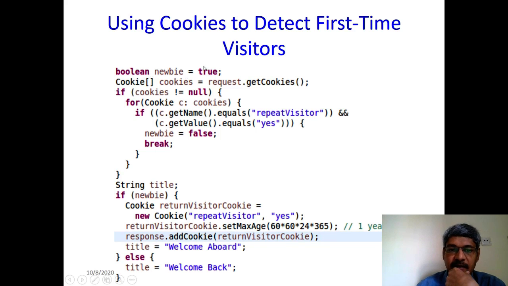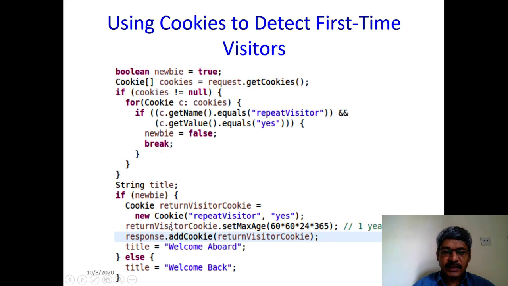We will set newbie to true, and we will get the cookies using the method which I have already discussed, request.getCookies. If the cookies are not equal to null, that means there are some cookies, and we try to match whether he is a repeat visitor. The cookie we are trying to set has the name repeat visitor and the value yes. So if c.getName is equal to that, then that cookie is already set, which means he is not a new guy, so newbie is false.